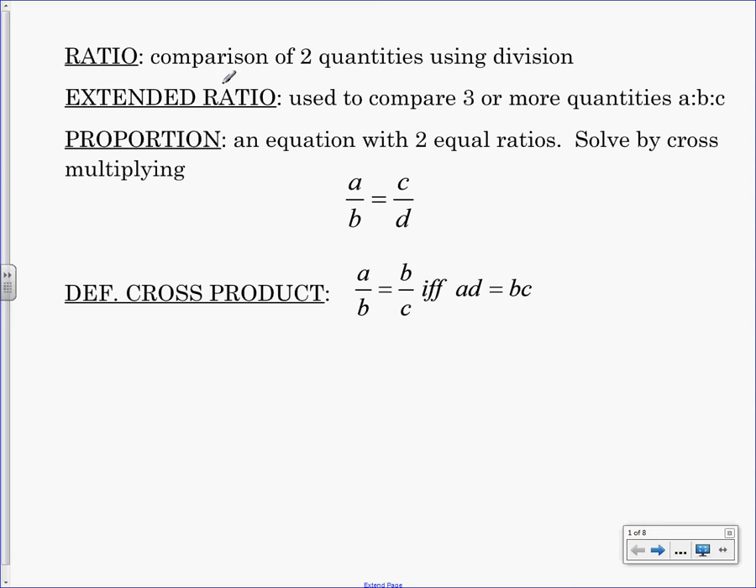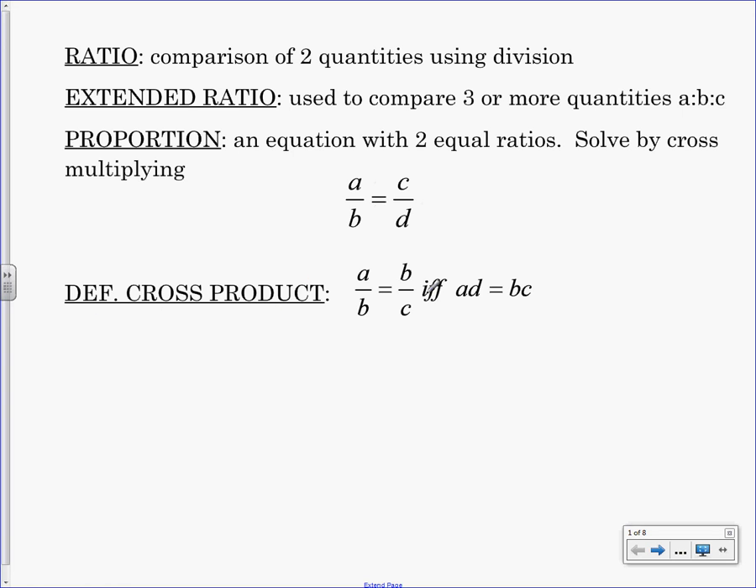So a ratio is the comparison of two quantities using division. Typically it looks like a fraction. That's typically how they write it. An extended ratio is used to compare 3 or more quantities, A to B to C, and I'll show you what that looks like later, okay? A proportion is an equation with 2 equal ratios, like this, right? You solve by cross multiplying, so it would be A times D equals C times B, okay?